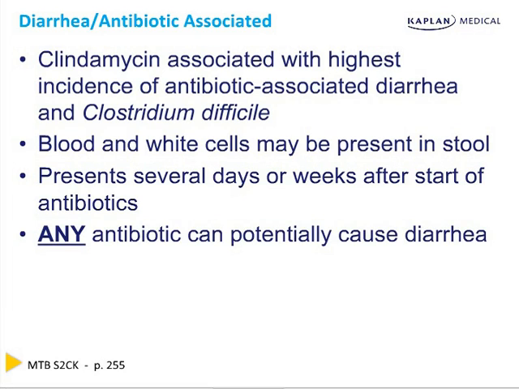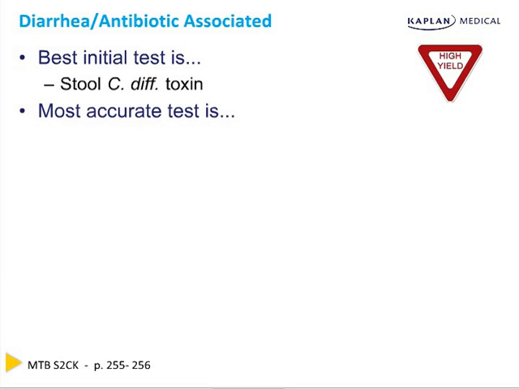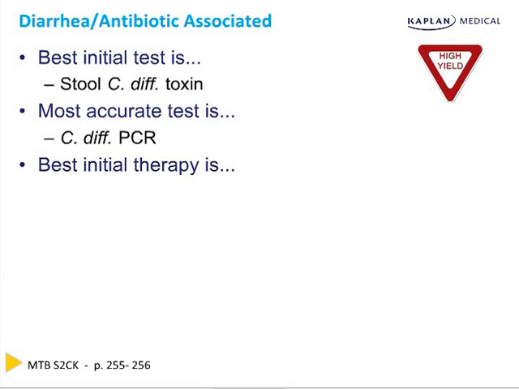Keep in mind, though, any antibiotic can potentially cause antibiotic-associated diarrhea. Clindamycin just happens to have the highest incidence, but it could be any one of them. The best initial test is a stool C. diff toxin assay. The most accurate test is a C. diff PCR.